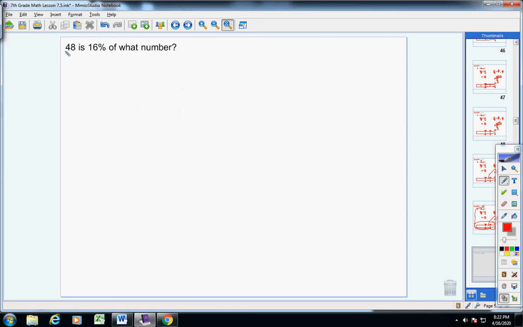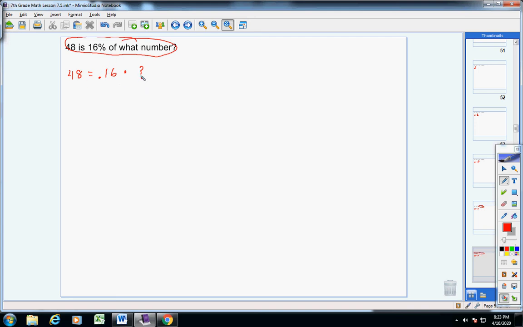Okay? So your first number is 48, so I put 48. My next word is "is," so I'm going to put equals. And then, guys, remember, do not put 16%. Okay? Instead, put 0.16. Alright? And "of" means what? Multiply. And what number is your question mark? Okay? So, guys, again, take it written in English, write it algebraically, and we're good.